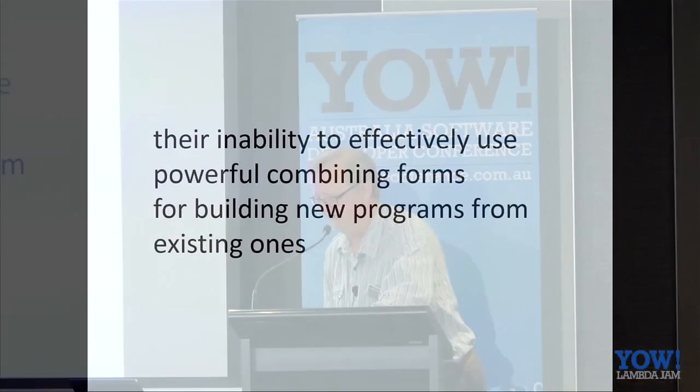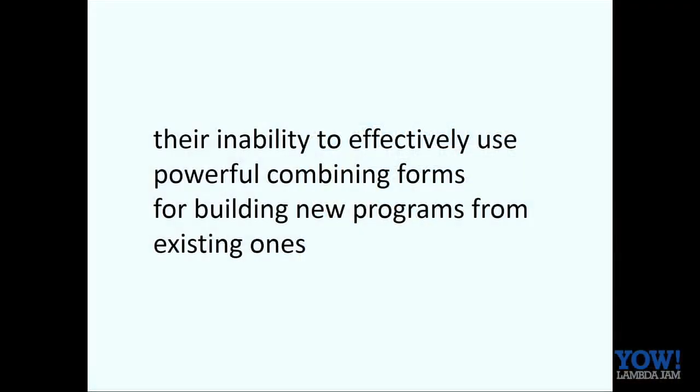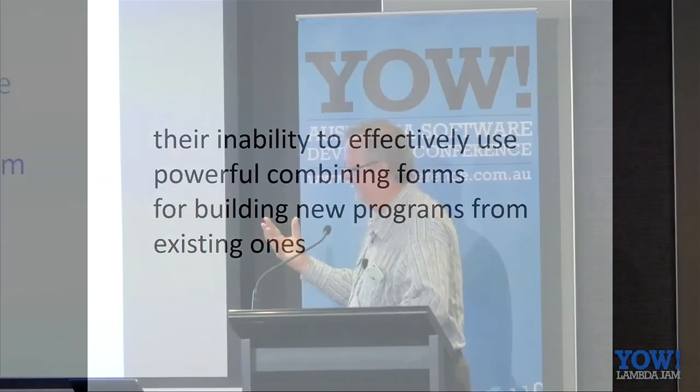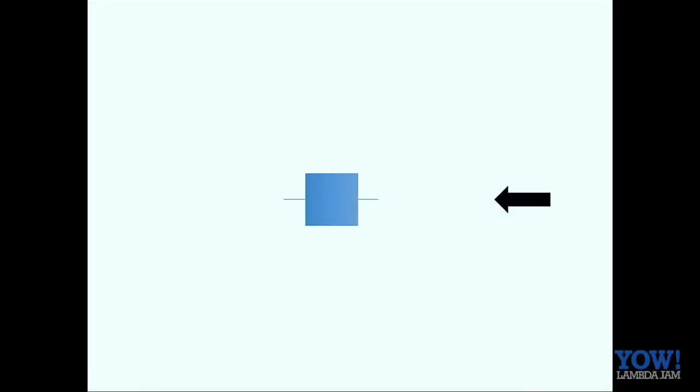Let's follow Backus again. "Their inability to effectively use powerful combining forms for building new programs from existing ones." What's he talking about? I'm going to show you some of his combining forms pictorially. So I'm going to draw some diagrams. Backus thought of a program as a function from its input to its output. And I'm going to draw the input on the right-hand side. It's just going to work better.